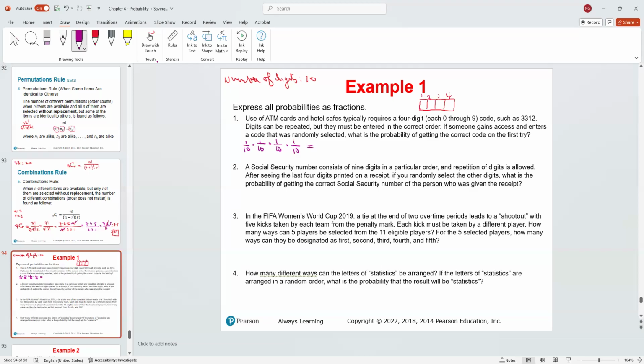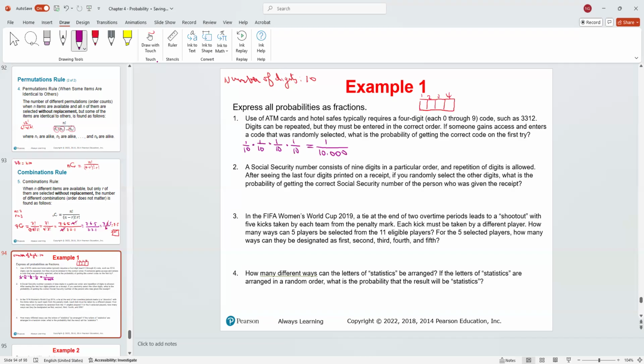When you have fraction times fraction, you multiply the numerators together and multiply the denominators. It comes to 1 out of 10,000. So that's the probability of getting the correct code for your ATM card on the first try, for someone to do it.